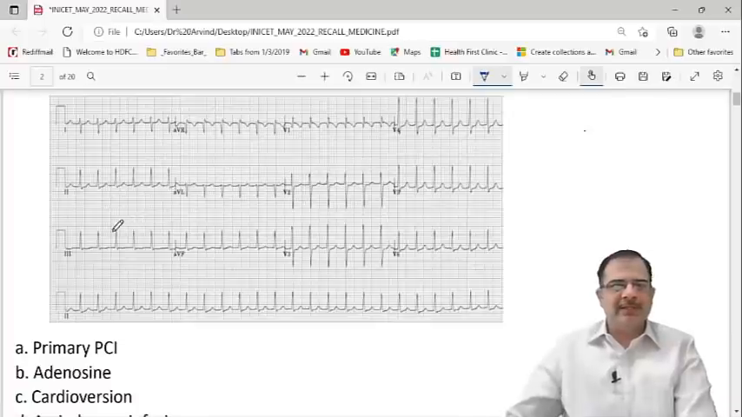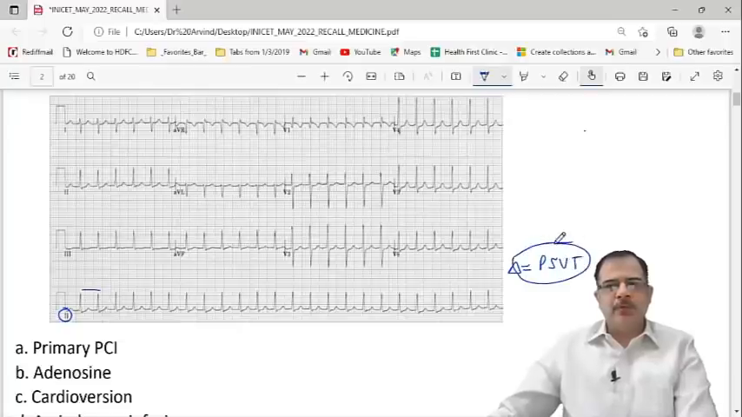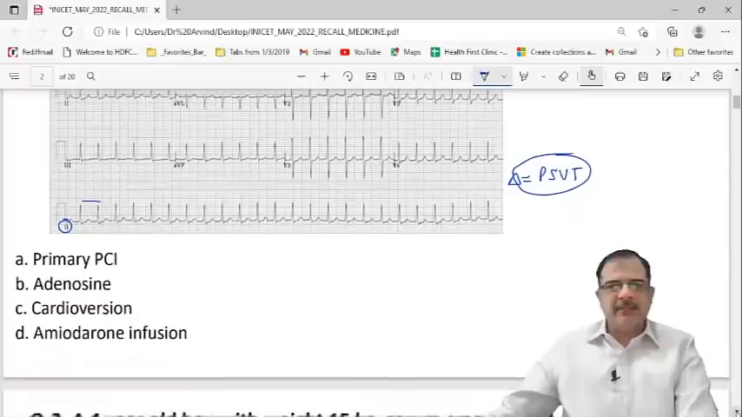So if we look at this ECG and especially the lead 2, we can very well say that it is a case of a tachycardia because the RR interval is 10. So approximately the heart rate is 150. And P wave is not seen and the rhythm is regular. So this is most likely a diagnosis of PSVT, paroxysmal supraventricular tachycardia, and patient vitals are stable.